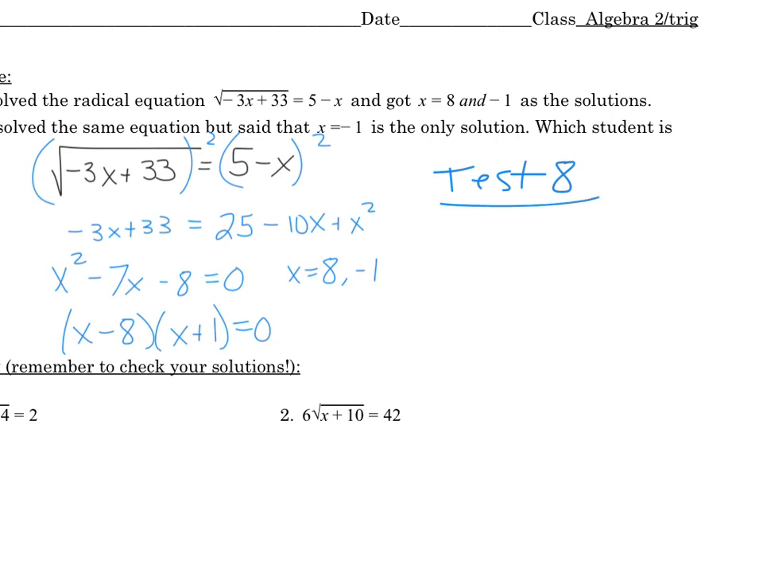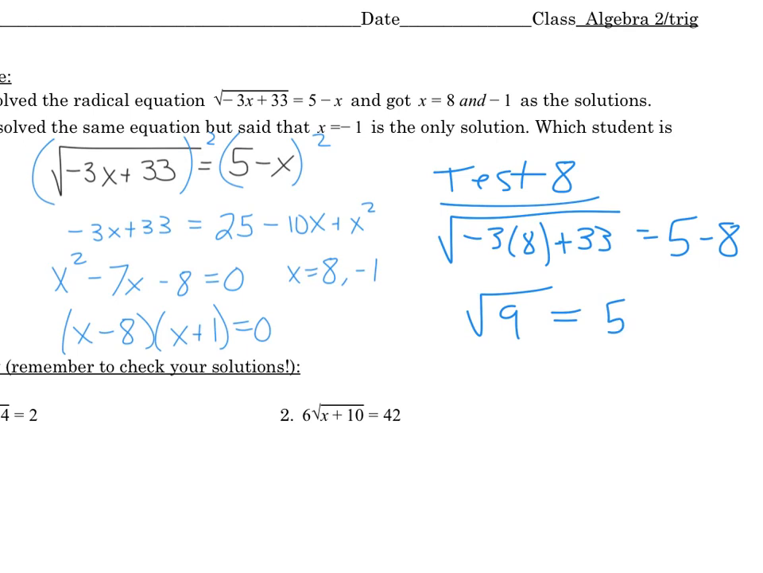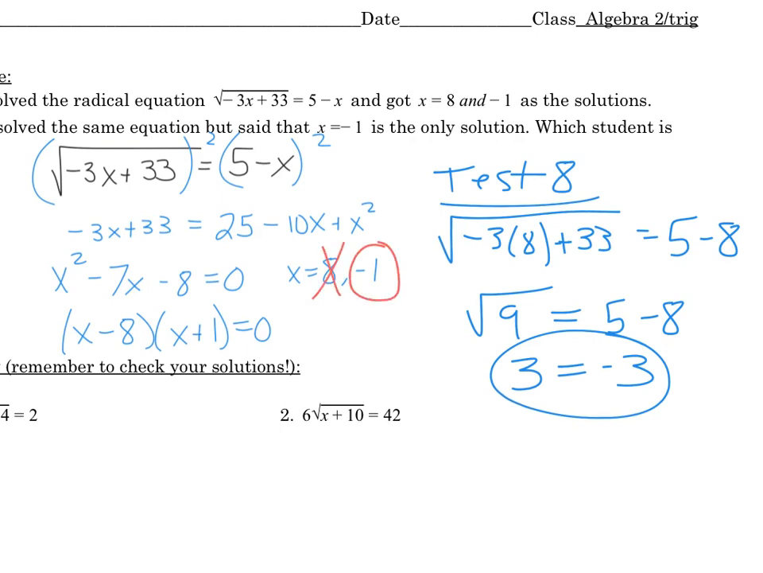8 here. What that would look like is the square root of negative 3 times 8 plus 33 equals 5 minus 8. If we simplify this radical, I get negative 24 plus 33. That's going to be the square root of 9 equals 5 minus 8. So I get this statement here: 3 does not equal negative 3. That means that 8 must not be an answer. Only negative 1 is a legitimate answer.